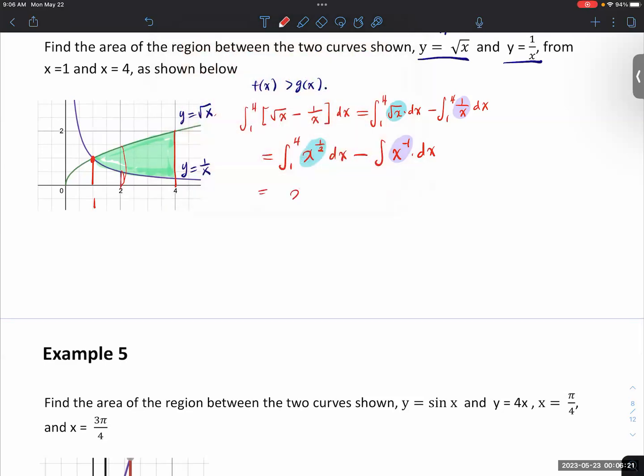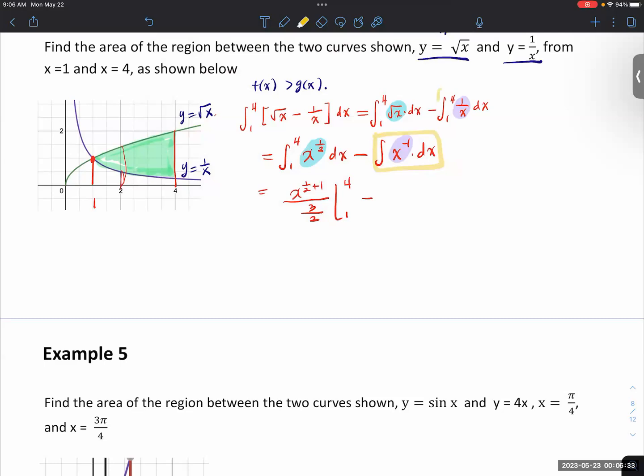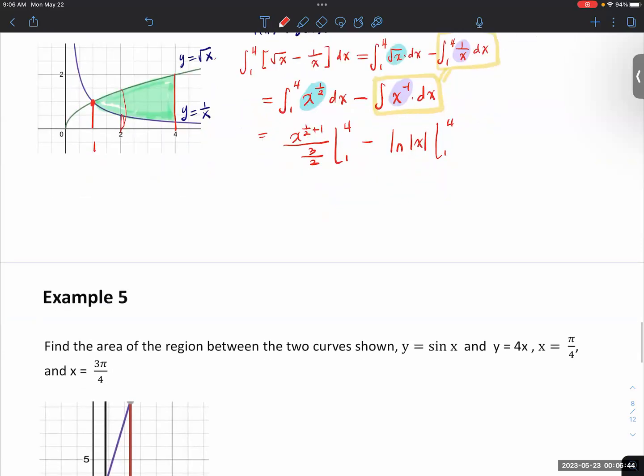This guy, x to the 1 over 2 plus 1, which is 3 over 2, from 1 to 4. And then be careful. Do you remember? This is very unique when you take the integral of 1 over x, right? If you take the integral of 1 over x, it is going to be ln x. Do you remember? Ln of the absolute value of x from 1 to 4. So therefore, I'm going to simplify. You can flip it over: 2 over 3, x to the 3 over 2 from 1 to 4.